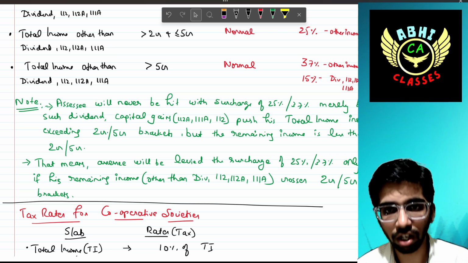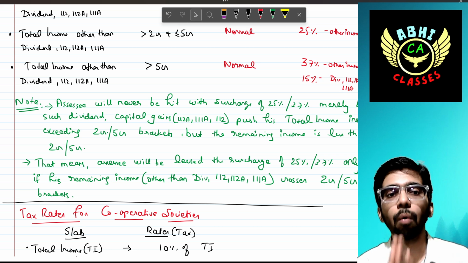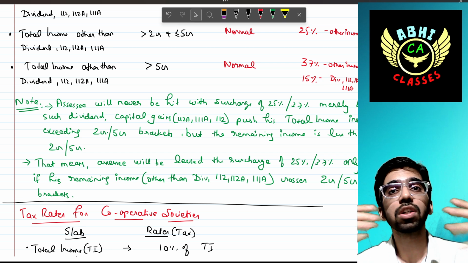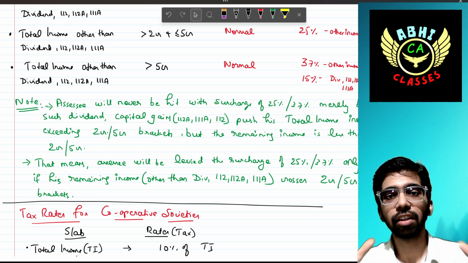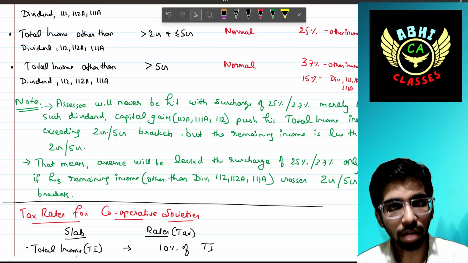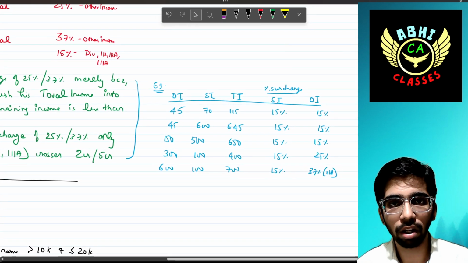That means SSC will be levied the surcharge of 25% or 37% only if his remaining income other than special income crosses 2 crore and 5 crore. I think through sentences it is possible to understand, but with the examples it is more likely to be possible to understand. What is an example?